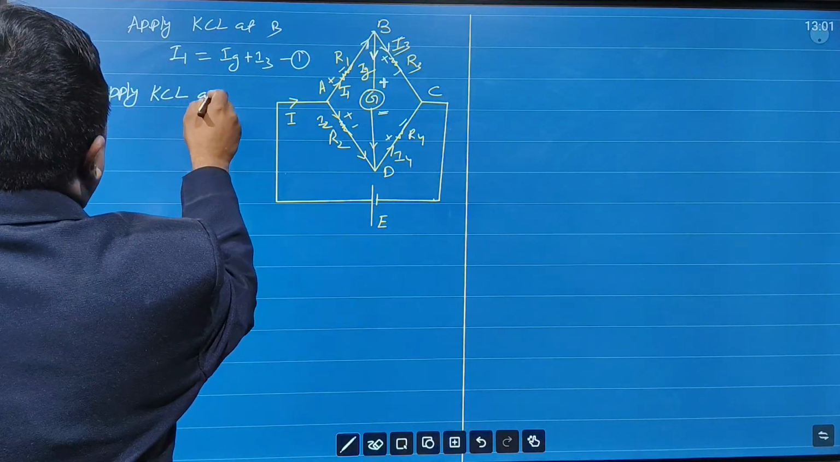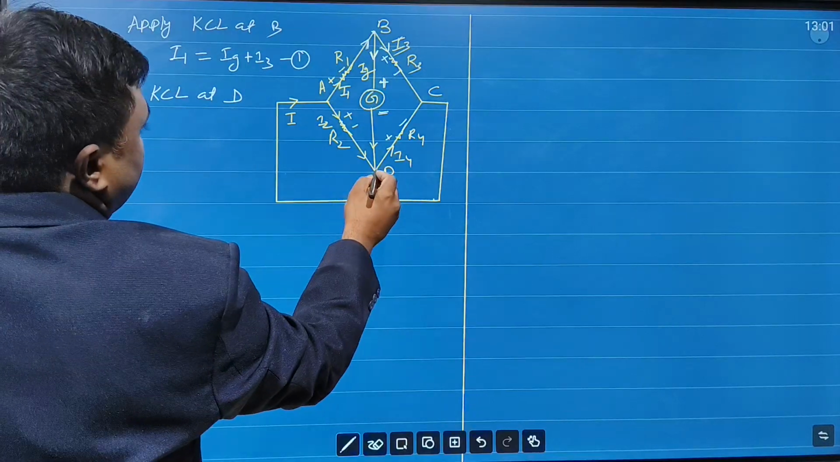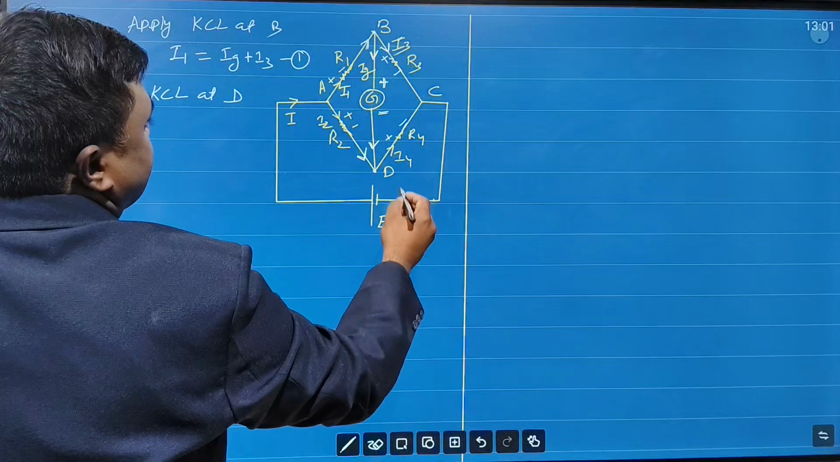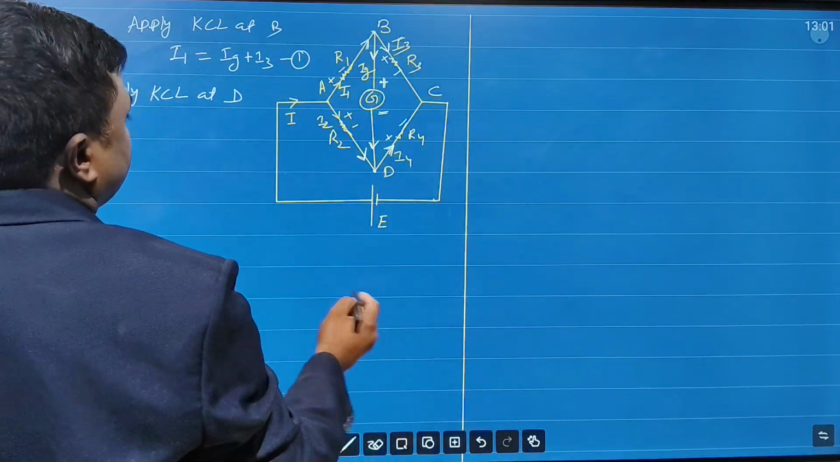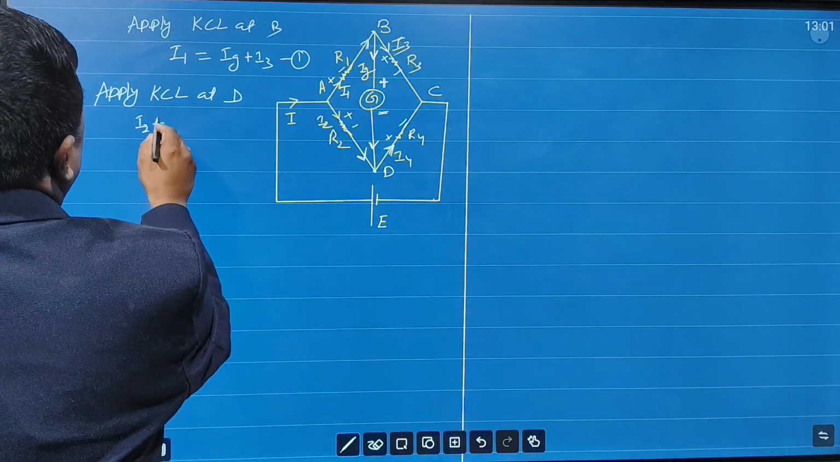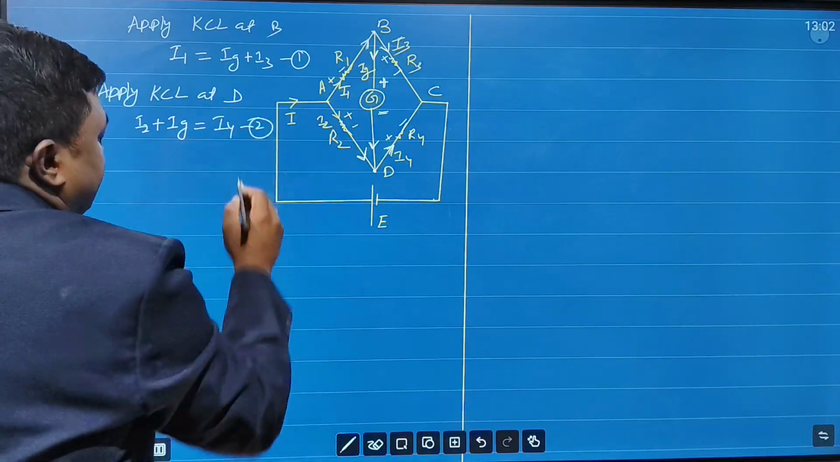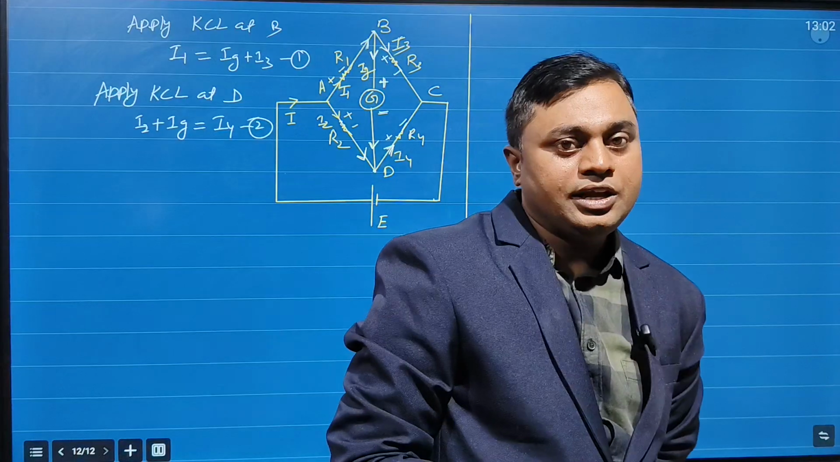Similarly, apply Kirchhoff's current law at junction D. At this point, the entering currents are I2 and Ig, which is equal to the leaving current I4. So we can write I2 plus Ig is equal to I4. Let's take it as equation 2.